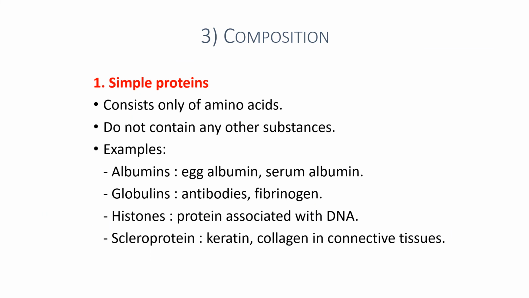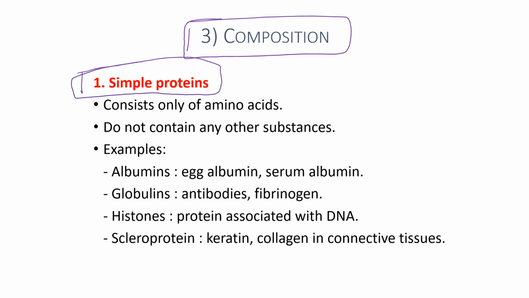So the third method of classifying proteins is through the composition of the protein. If the protein is made up of only amino acids, it is called simple protein. It does not contain any other substance such as metal ions. It is mainly made up of amino acids. Examples are albumins, which is egg albumin, serum albumin. And then we have globulins such as antibodies and fibrinogen.